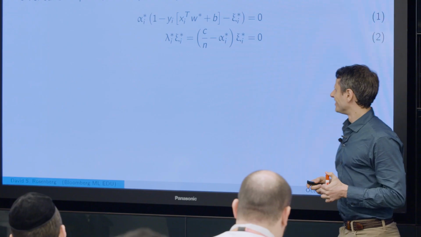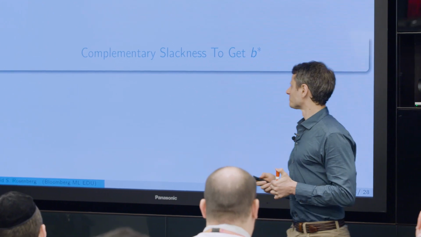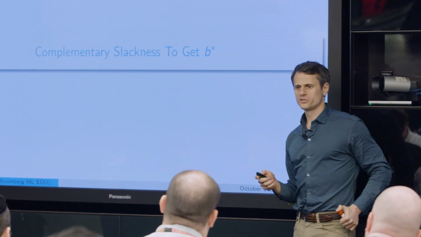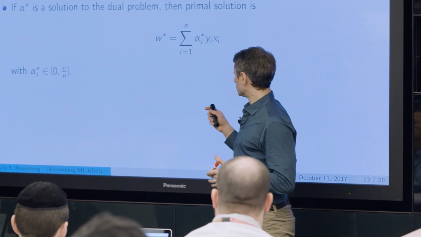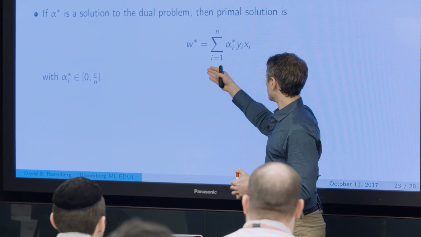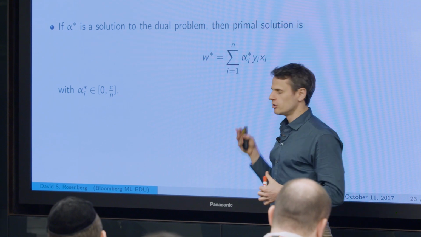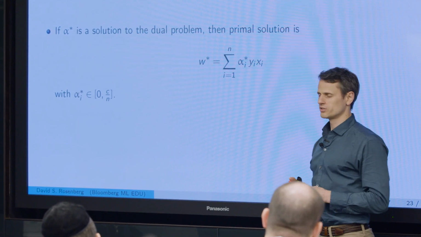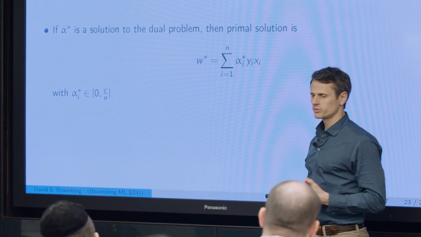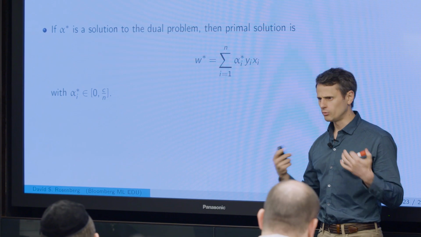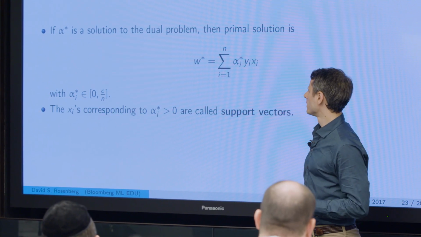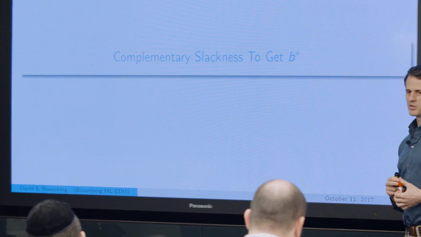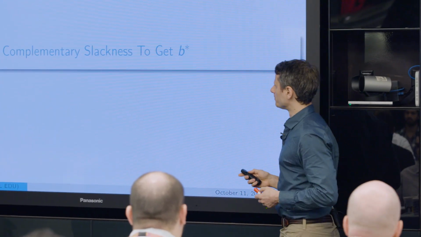OK. So there's one last piece, which is the b star. From all of our derivatives and such, we know how to go from the dual alpha i star solution to get w star, but we don't actually have an expression for b star. So if we want to have a b star, we have not quite finished the job, unfortunately. But it turns out that complementary slackness can show us the way.